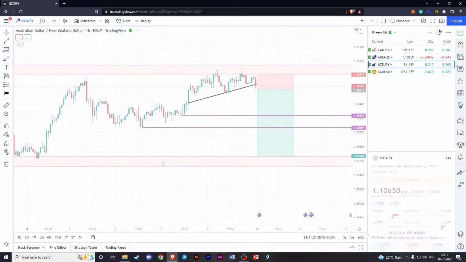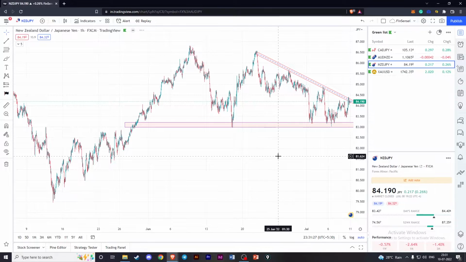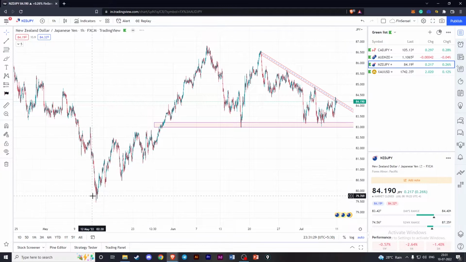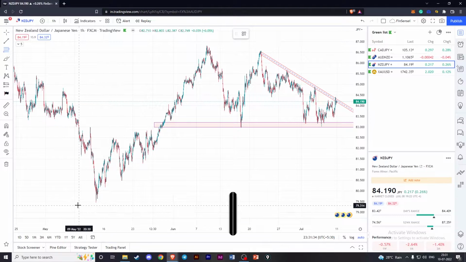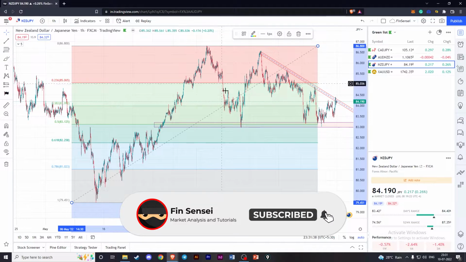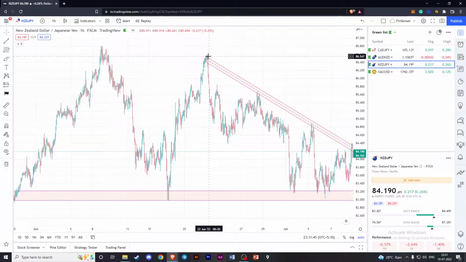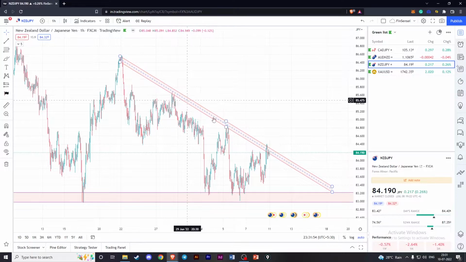The next pair we have with us is the New Zealand dollar versus the Japanese yen. It is showing a very interesting thing right here. We can see that the price had been on an uptrend and then it took a rejection. If we put the Fibonacci right here, we can see that the price took a rejection near the 50% level, and then it shot up again, but the next high was not higher than the previous swing high. So it formed a kind of double top like pattern, and ever since it had been following this trend line.